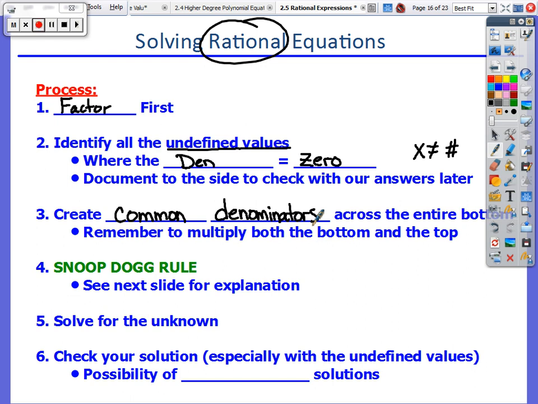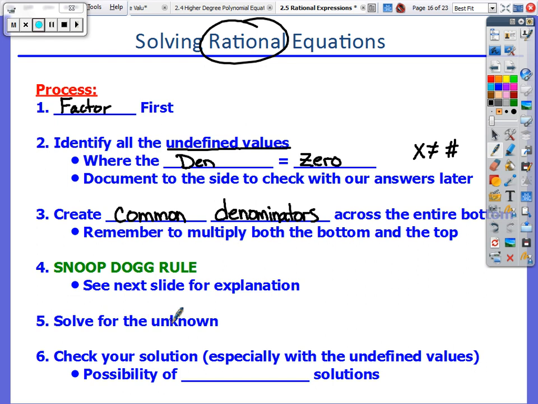So we've seen that. We did it with addition and subtraction. And so what we want is create all these denominators to be the same. Once the denominators are all the same, and once we've identified where it's undefined, if all the bottoms are the same, that means all the tops have to be the same. And so what we're going to do is we're going to use this thing called the Snoop Dogg rule. Okay, this is not out of your textbook. This is a little bit made up. But hopefully this gives you an understanding of what we're doing.